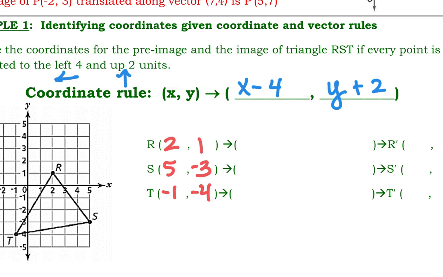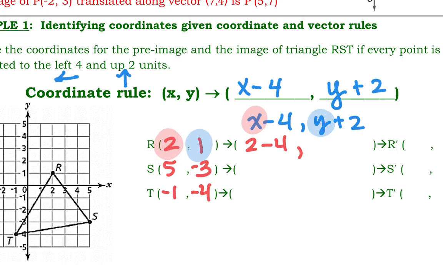All right, so all I'm going to do is take the rule, and I'm going to place it right here. x minus 4, y plus 2. So all I'm going to do is plug them in. Whatever your x is, I'm going to plug it in here for the x. So I'm going to write 2 minus 4, comma. And I'm going to do the same thing with the 1. So wherever 1 is, I'm going to plug it in with the y. So I'm going to write 1 plus 2, and that'll get you your new point. So if I do 2 minus 4, what would be my new x value? Negative 2, and 1 plus 2 is 3.